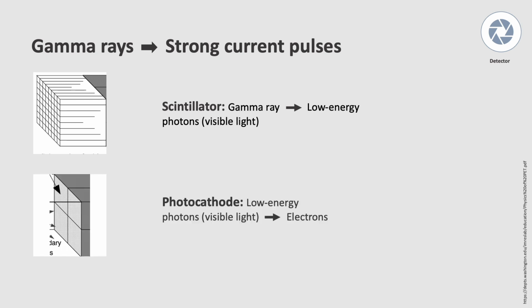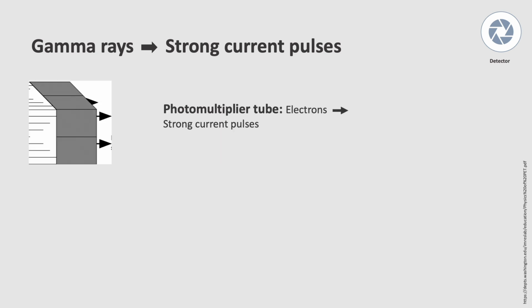Then, in the photocathode, the low energy photons are absorbed and electrons are emitted. So, simplified, a photocathode converts visible light into electrons. These electrons then enter the photomultiplier tube. As its name suggests, in the photomultiplier tube, the electrons are multiplied exponentially. This results in a strong current pulse at the end of the tube.